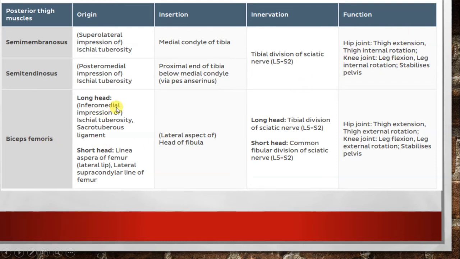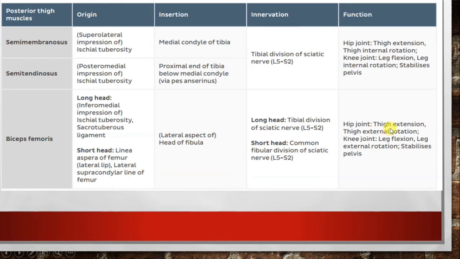Now the biceps femoris. It has two heads: the long head and the short head. The long head arises from the ischial tuberosity, while the short head arises from the linea aspera of the femur. So the long head crosses two joints at a time, the hip joint and the knee joint, while the short head crosses only one joint, that is the knee joint. The insertion is in the head of the fibula. The long head is supplied by the tibial division of the sciatic nerve, while the short head is supplied by the common fibular division of the sciatic nerve. Also, remember the common nerve is the sciatic nerve.